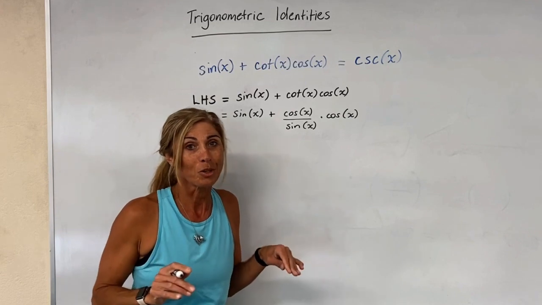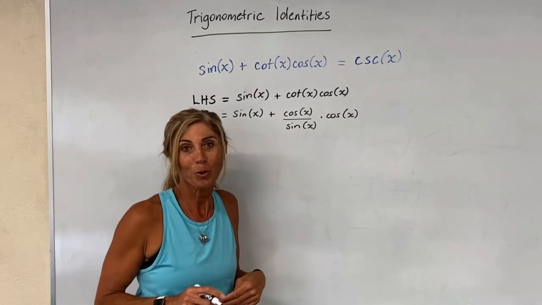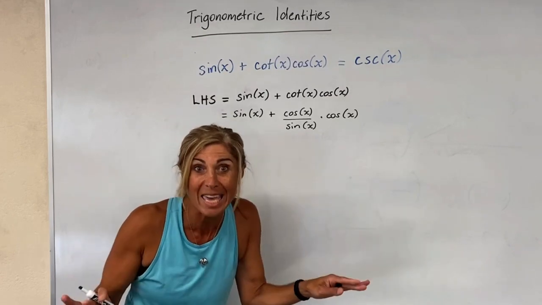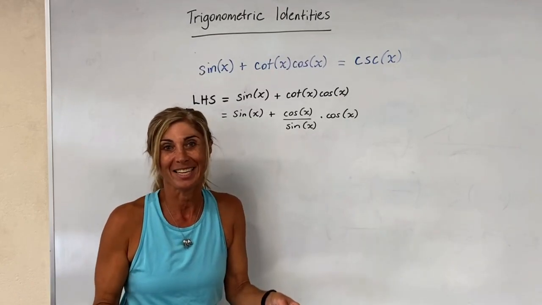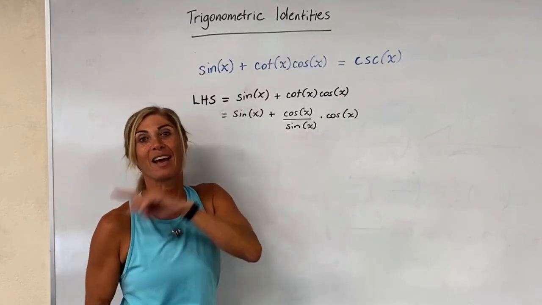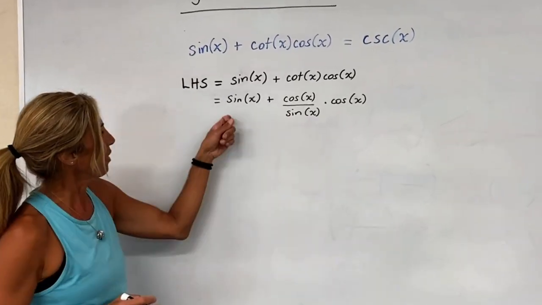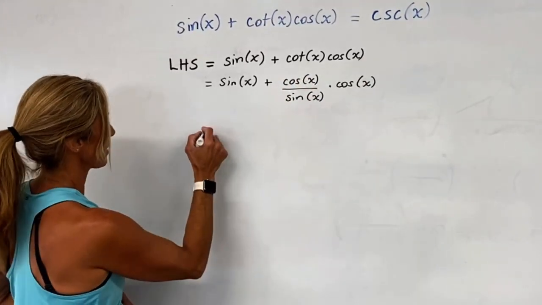Now, I will warn you, in some of these identity proofs, you may go down a rabbit hole and realize you're not getting anywhere. That's okay. You can try again. That's the beauty of these identities. You can scratch it out and start way over. So let's see where this takes us. We have sine of x plus cosine squared x over sine x.